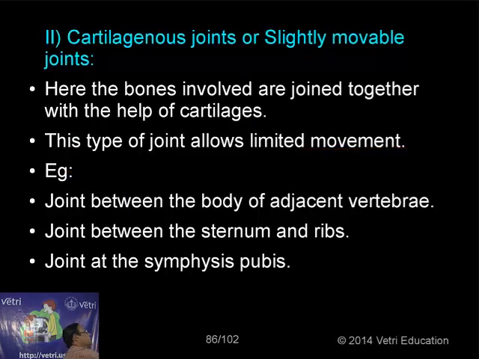Now the second one, cartilaginous joints or slightly mobile joints. Here the bones involved are joined together with the help of cartilages, whereas before we had dense fibrous connective tissue. This type of joint allows limited movement. Examples are the joint between two adjacent vertebrae in the form of the intervertebral disc, and the joint between the sternum and the ribs, which also shows movement.